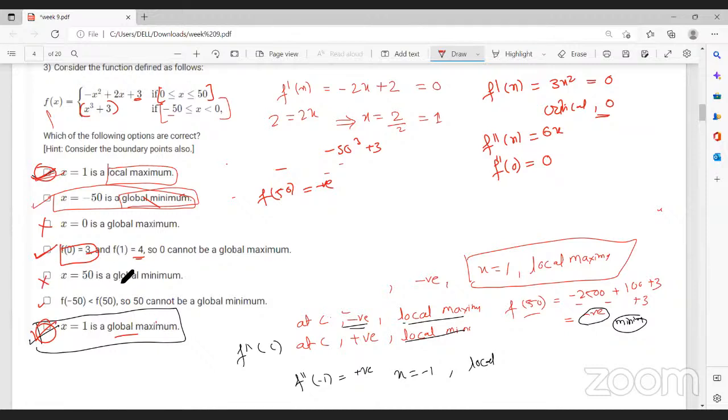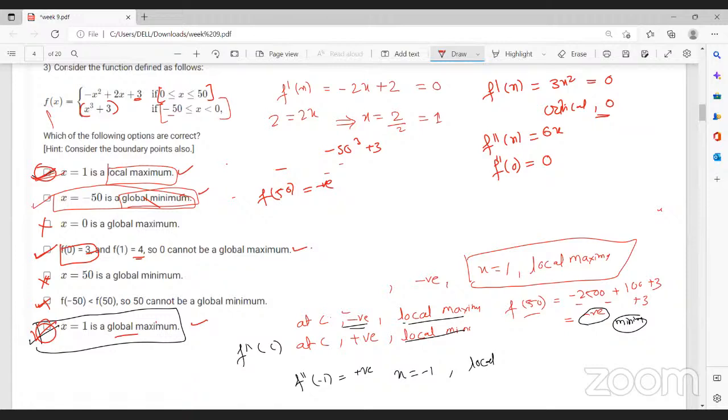So this is not correct. x equal to 50 a global minimum? No, we cannot say, because the particular function will not always be negative, right? So f of minus 50 is greater than f of 50. So 50 cannot be a global minimum. We cannot say directly, because we have to find the critical points first. We have to check the value of the function at those critical points, then compare with the boundary points, right? So this is also not correct. So I think the first, the second, the fourth, and the last one are correct.